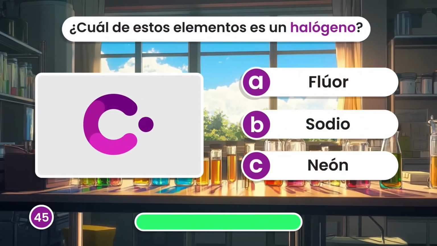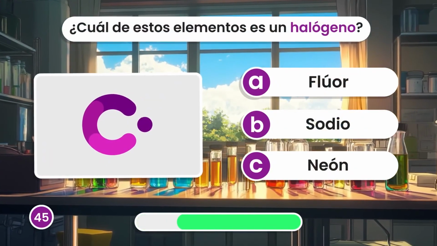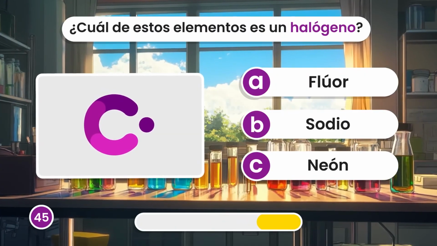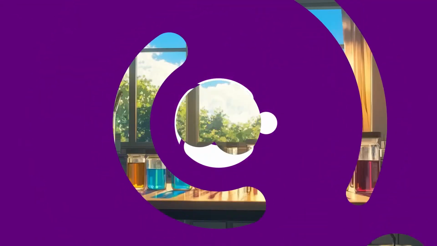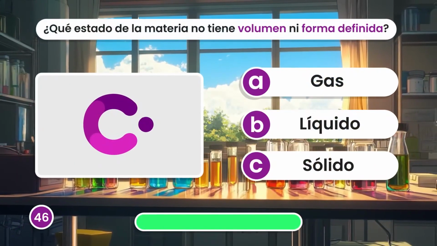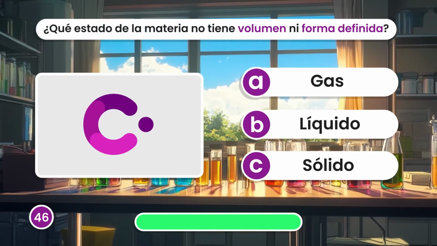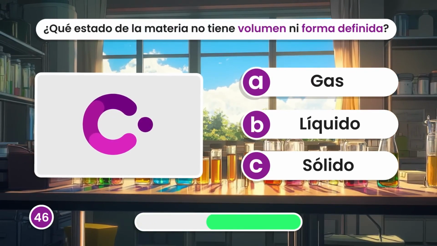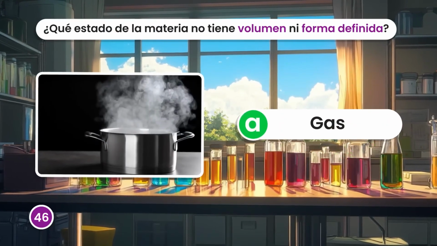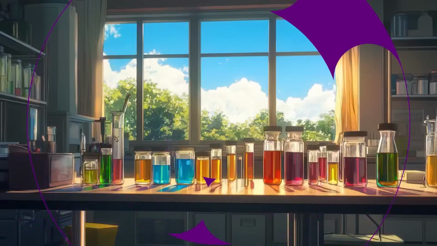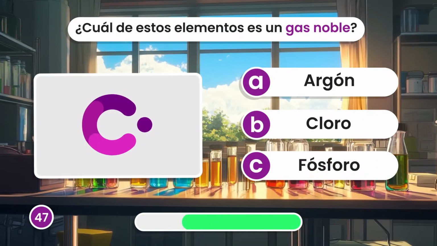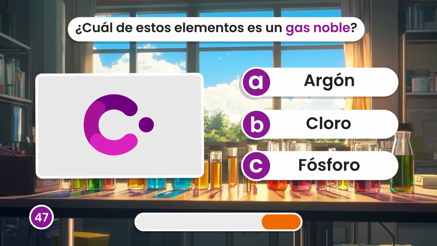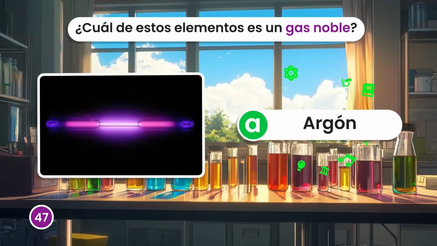Which of these elements is a halogen? Fluorine? Which state of matter has neither a definite volume nor a definite shape? The gaseous state. Which of these elements is a noble gas? Argon?